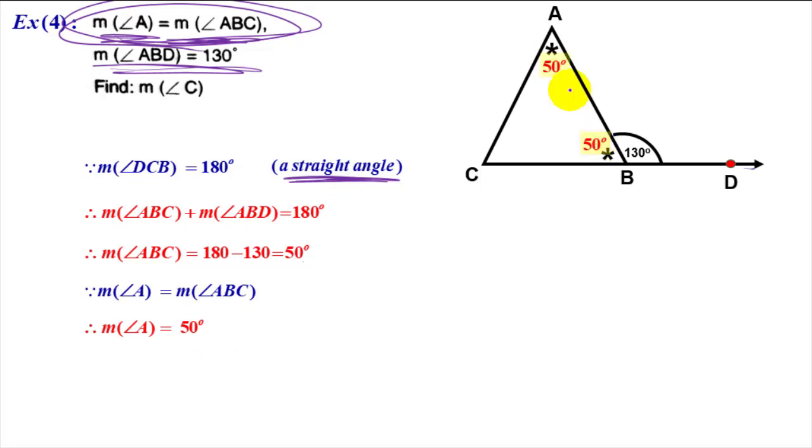Okay, we have two angles inside the triangle. To find the third angle, we subtract 50 and 50 from 180. Therefore, measure of angle C equal 180 minus (50 plus 50) will equal 80 degree.